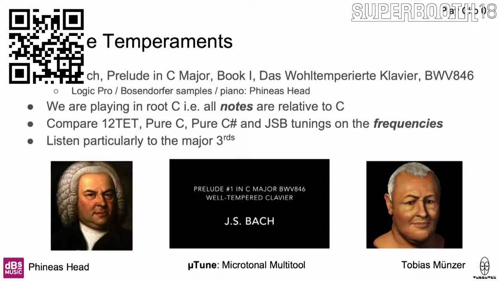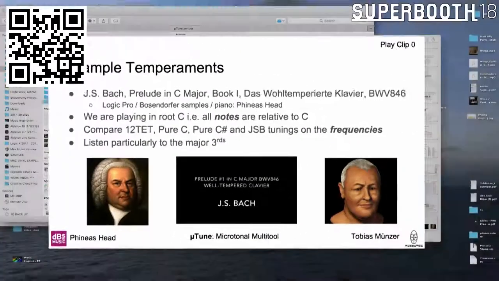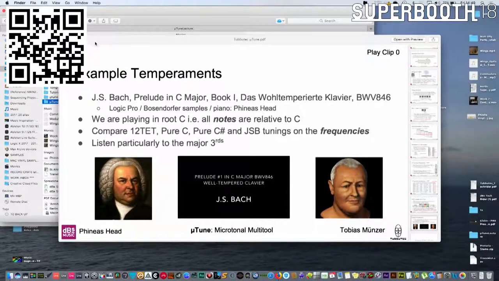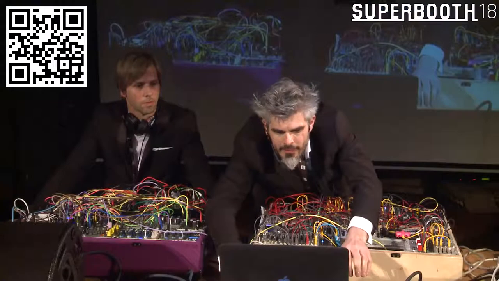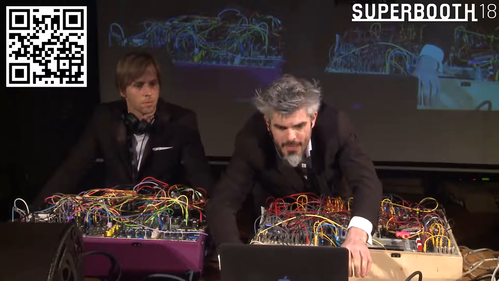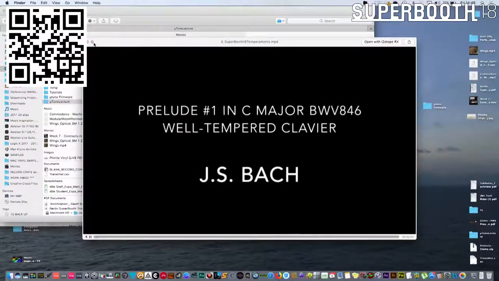Now, here's a little example, just to see what these sound like. I'm going to play the C major prelude from the first book of the 48 by J.S. Bach. If I do this, that's 12-tone equal temperament. Well, it sounds okay.